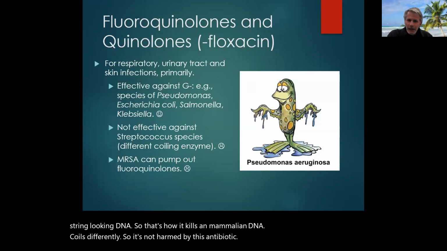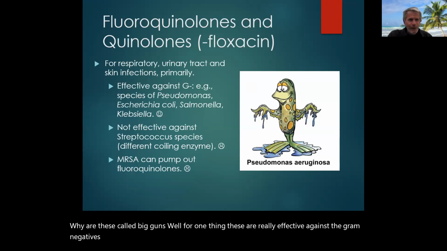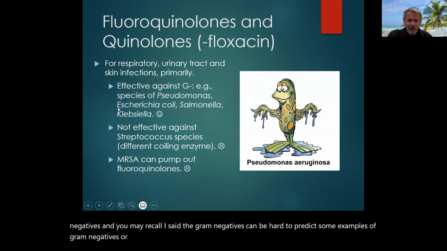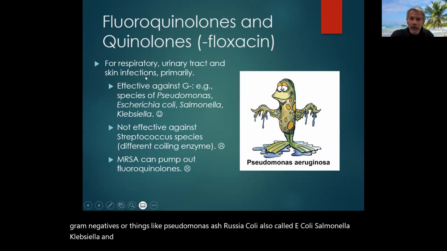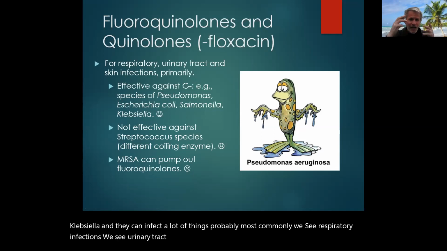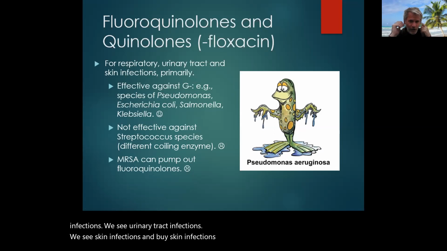Why are these called big guns? Well, for one thing, these are really effective against the gram negatives. And you may recall I said the gram negatives can be hard to predict. Some examples of gram negatives are Pseudomonas, Escherichia coli, also called E. coli, Salmonella, and Klebsiella, and they can infect a lot of things. Probably most commonly, we see respiratory infections, urinary tract infections, and skin infections, and by skin infections, I'm including the ear. You'll see dogs with Pseudomonas ear infections, and it's just a nightmare.